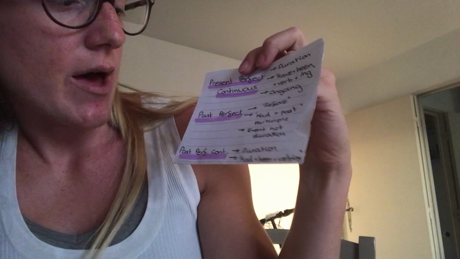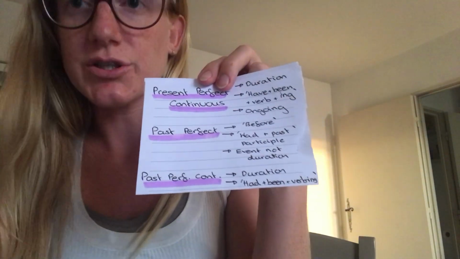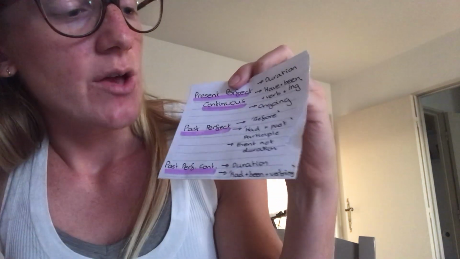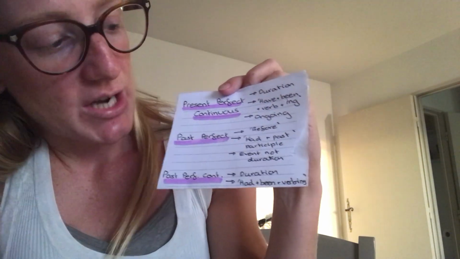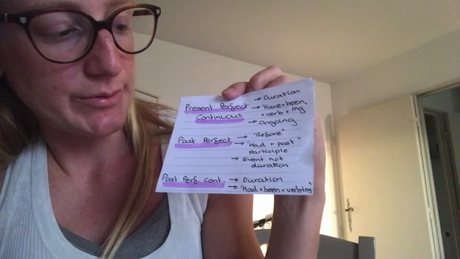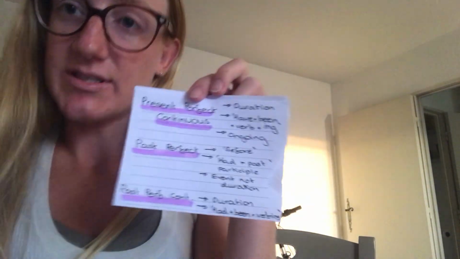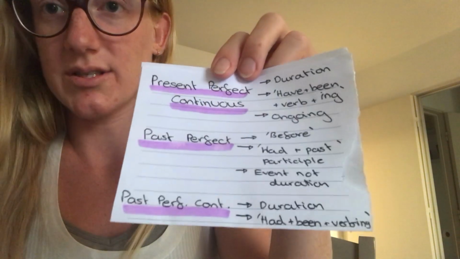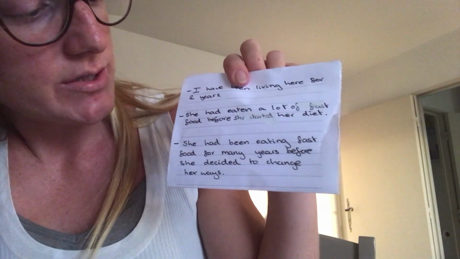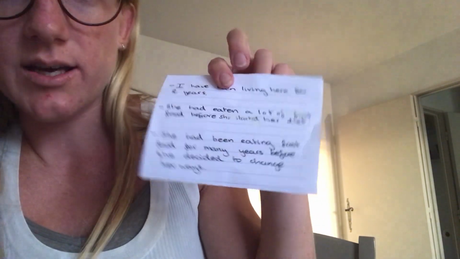Next we have past perfect. Past perfect is used for an action in the past before another action in the past. So we're going to see the word before a lot. The conjugation is had for all pronouns, plus your past participle, and the emphasis is on the event, not the duration. An example, she had eaten a lot of fast food before she started her diet.